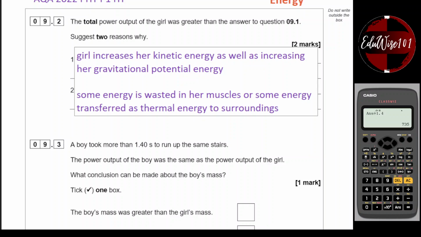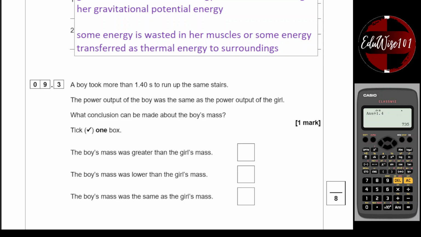the girl increases her kinetic energy as well as increasing her gravitational potential energy. So some of the energy is going into that. And some energy is wasted in her muscles, or you could say some energy is transferred as thermal energy to the surroundings.